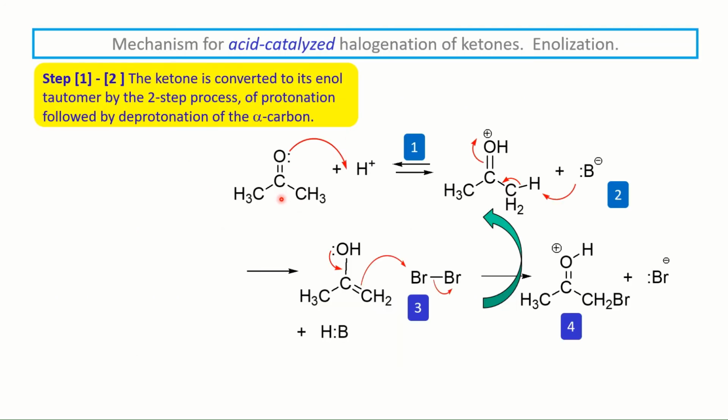Herein, you can see the protonation. In the case of a weak base, i.e. an acid-catalyzed system, protonation is followed by the generation of our enol.